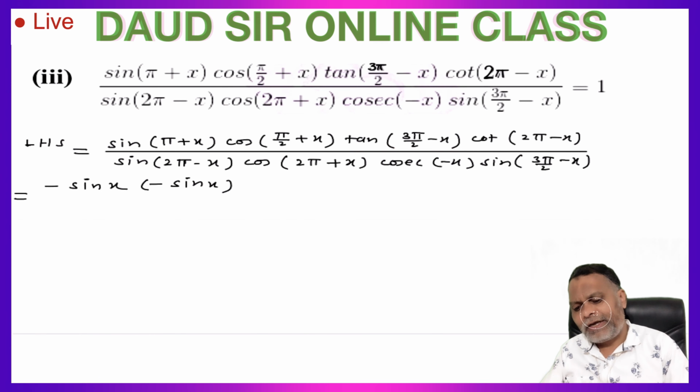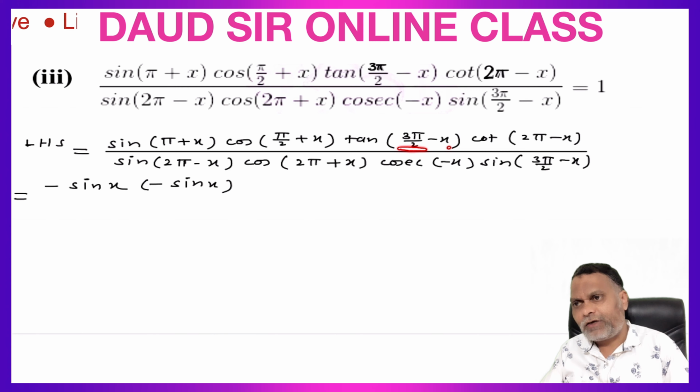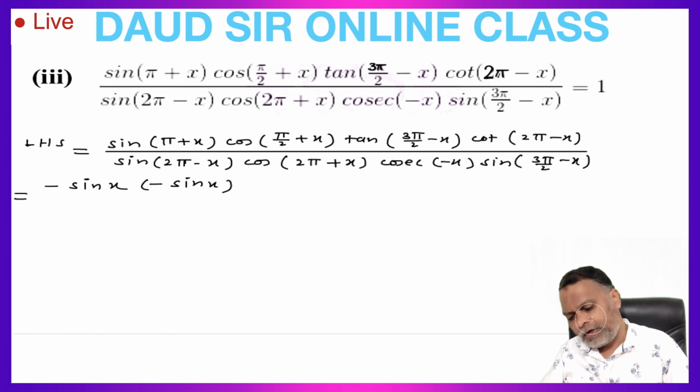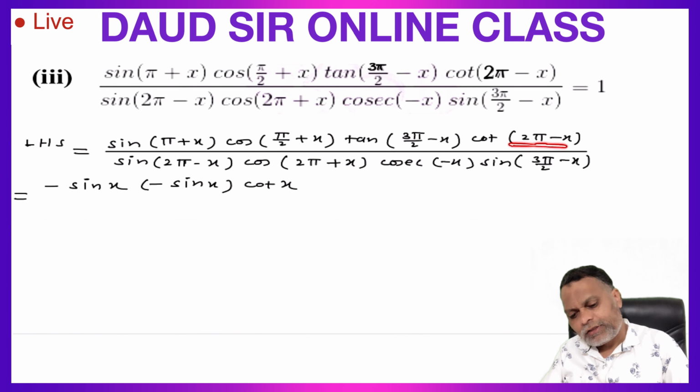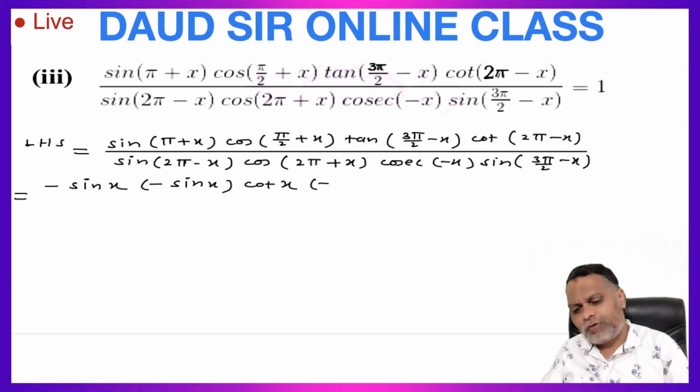Tan 3 pi by 2 minus x. 3 pi by 2 means 270 degree, 270 minus theta. 270 minus theta lies in third quadrant. In third quadrant, tan is positive. So this is plus sign, and in case of 270 degree, we have to change tan to cot. So this is cot x, and cot 360 minus theta. 360 minus theta lies in fourth quadrant. In fourth quadrant, cot is negative. So minus sign. In case of 360, no change, this is cot. So minus cot x only.